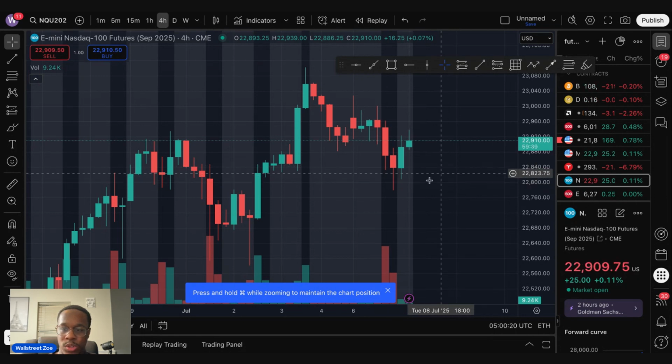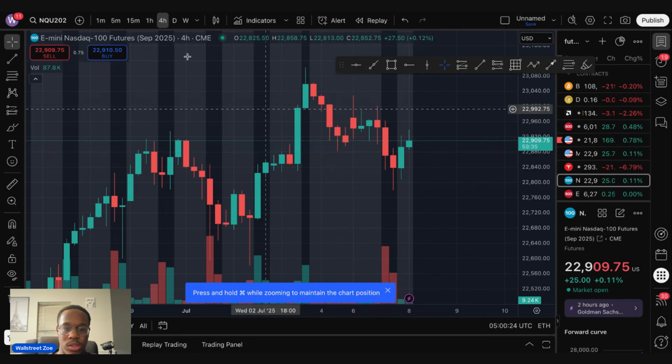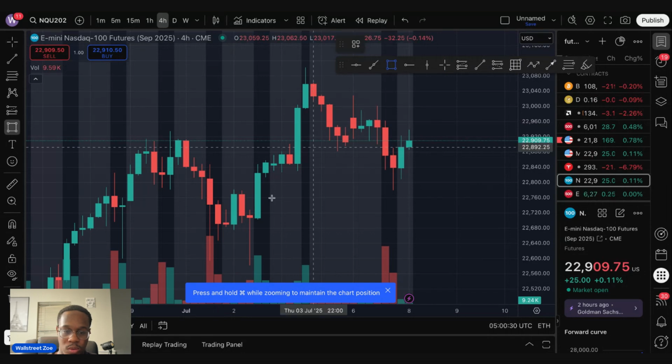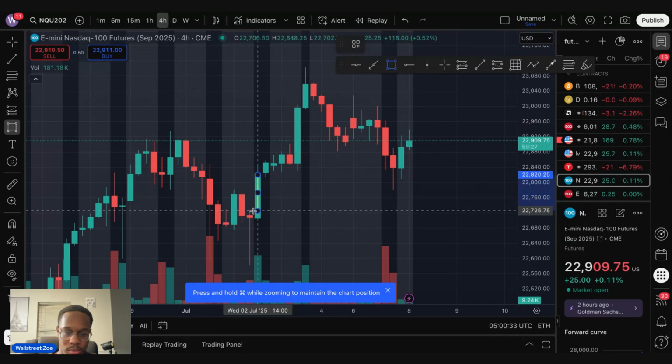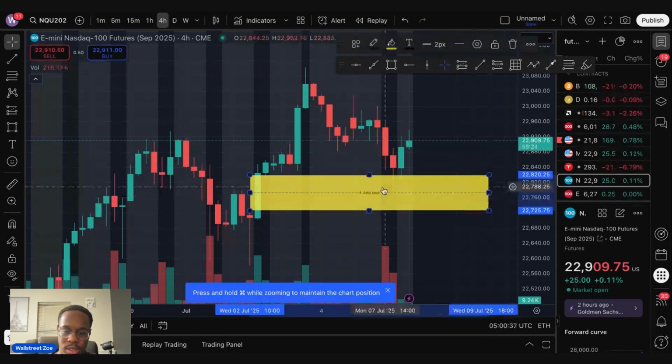But my point of interest, I'm always trading from a higher time frame level. So right here on the 4 hour time frame, we have this fair value gap right here. And if I draw this out, we tapped into this fair value gap on the 4 hours. So once we tapped into here, I was looking for buys. Once we tapped into this fair value gap, I was looking for a signal to buy.